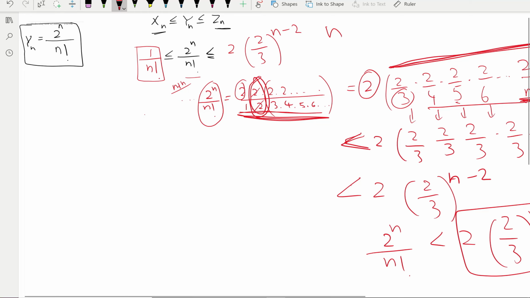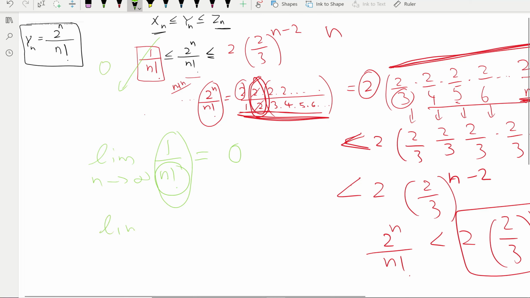Alright, so that was tricky, right? The way we found this larger sequence. Okay, the limits now. Well, this doesn't work if our limit is not the same. So limit of 1 over n factorial, guess what? When n gets large, the total fraction gets smaller and smaller, so it approaches 0. So the limit of this lower sequence is 0.